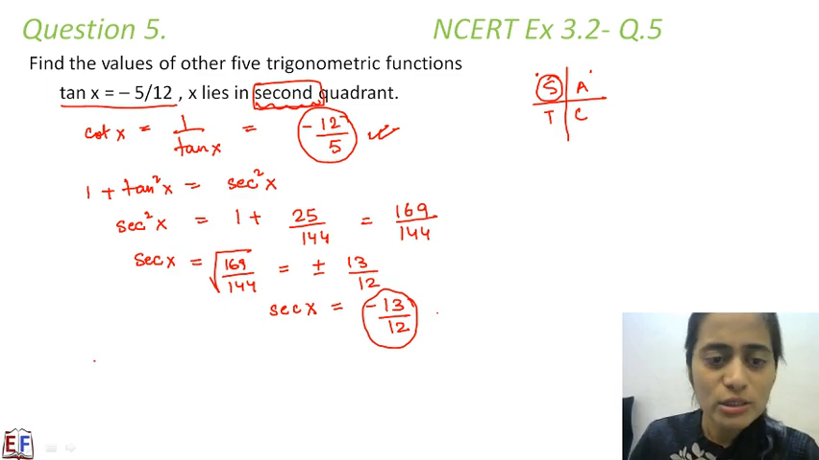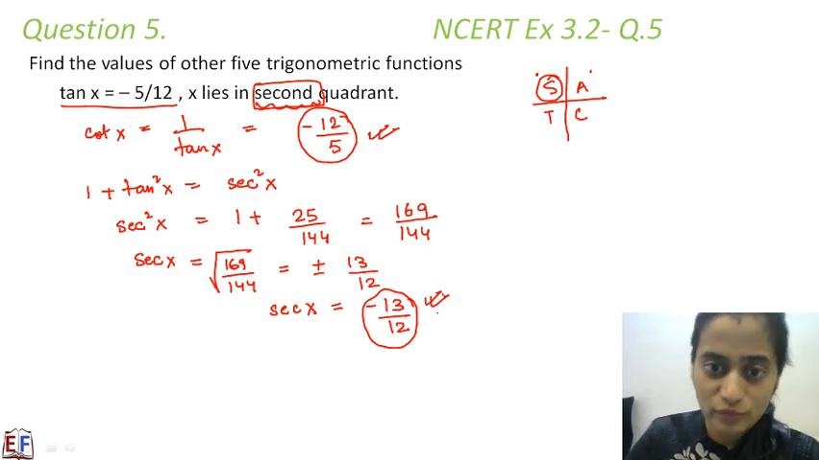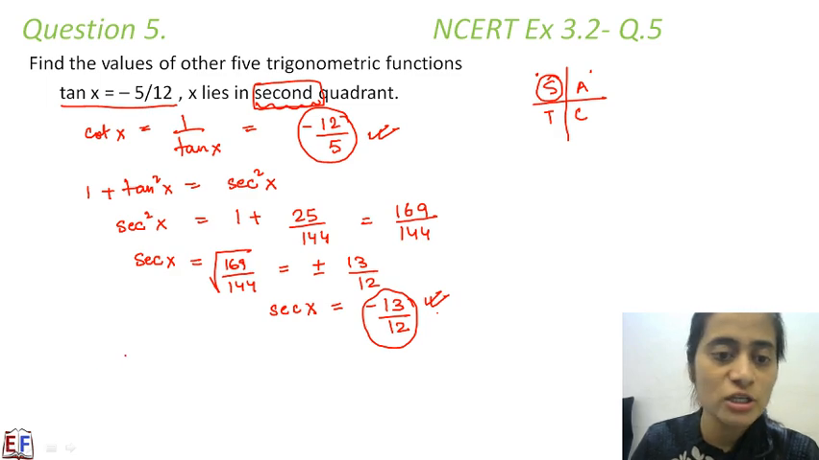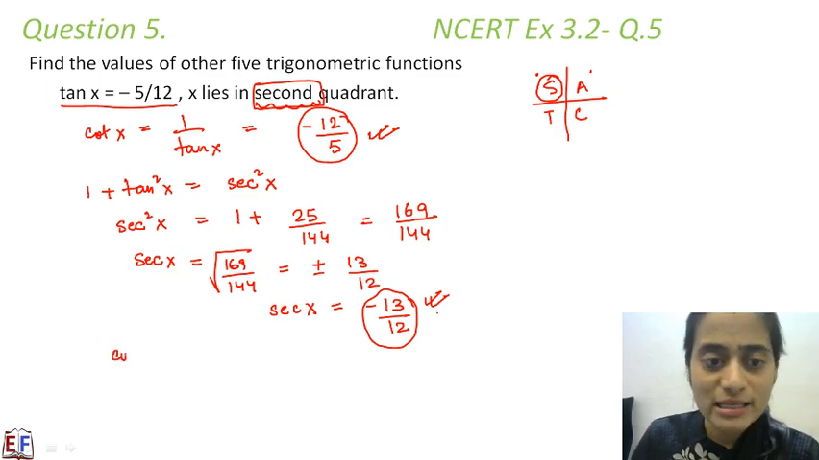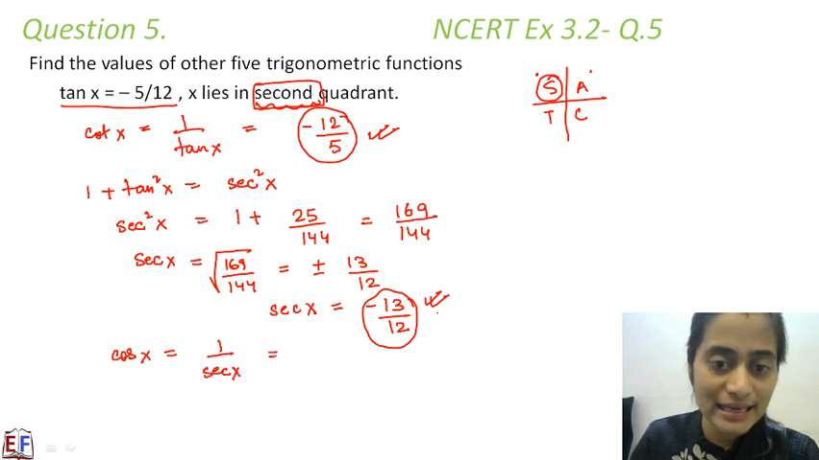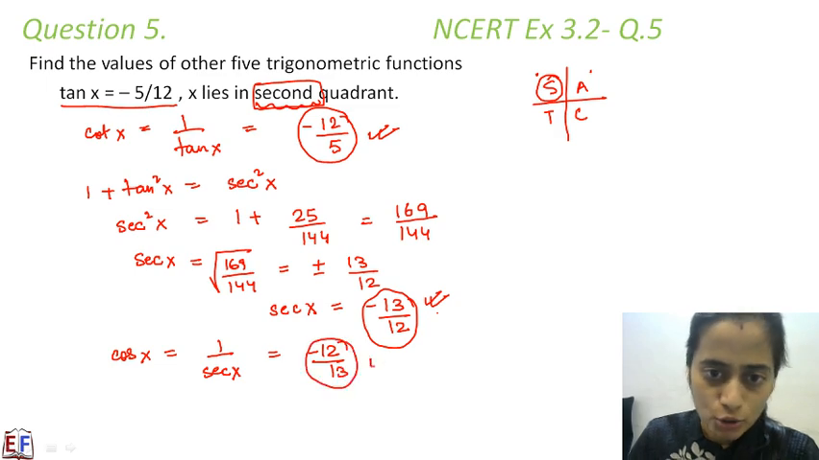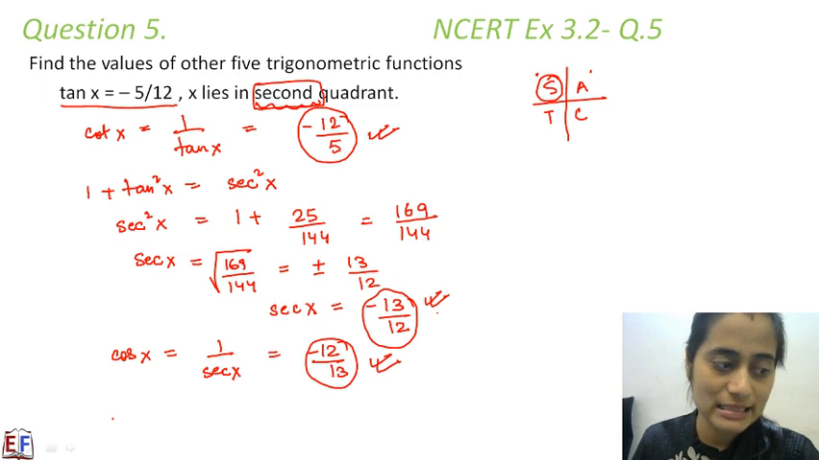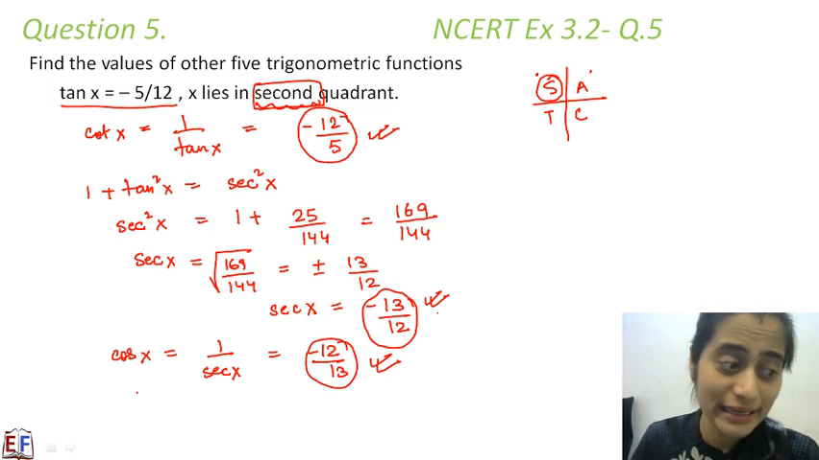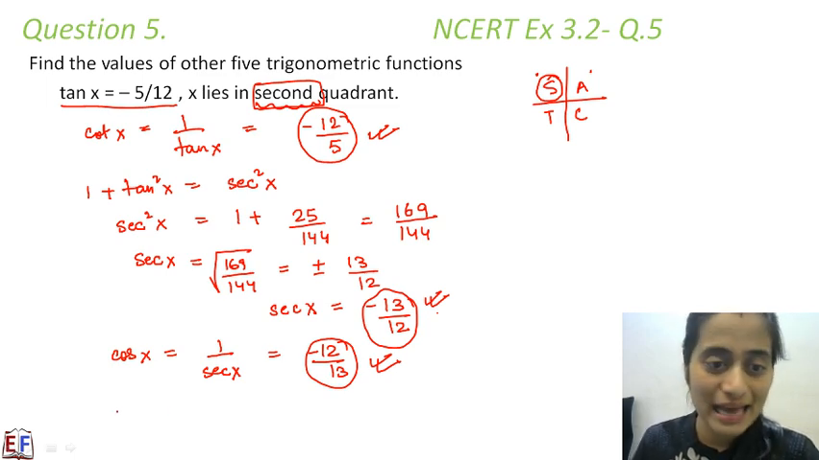So we also got the second trigonometric function. Now we know sec x, so cos x becomes very easy, because cos x is equal to 1 by sec x. So it becomes minus 12 by 13. So cos x is also found. Now we are left with tan x. No, tan x is already given, right? So now we are left with sin x.